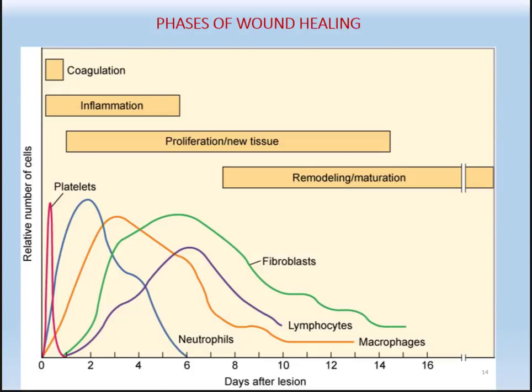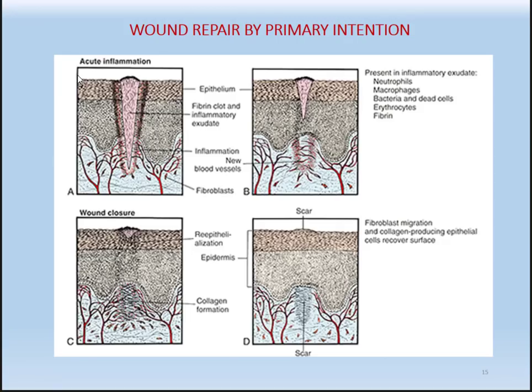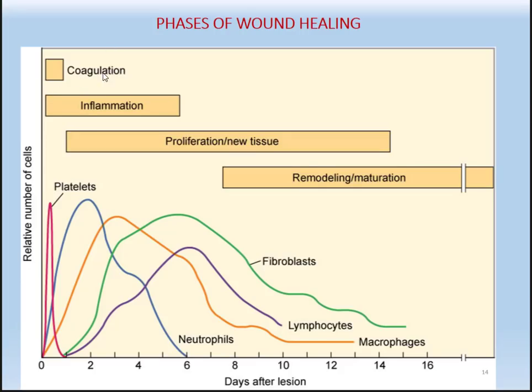Okay, let's move on to our next topic, which is wound healing. On this image, or this graph, you can see the different phases of wound healing. It summarizes the different phases, and you can see that one of the first things that happens with wound healing is coagulation. And the coagulation, you can see, happens very quickly, but it doesn't last for very long. The next phase we have is inflammation, and we just spent a lot of time talking about inflammation. From there, we have the proliferation of new tissues phase, and then we have remodeling and maturation.